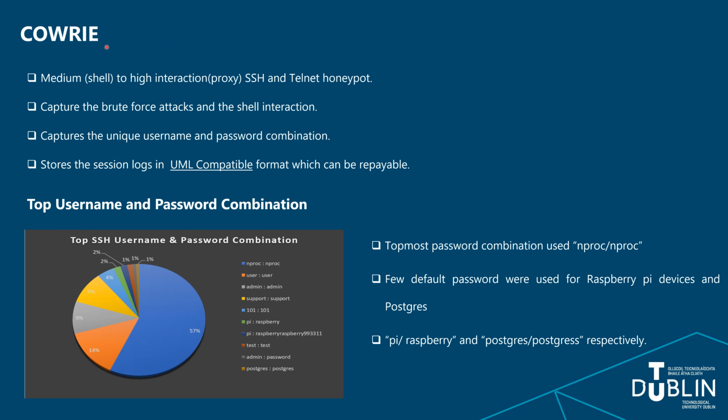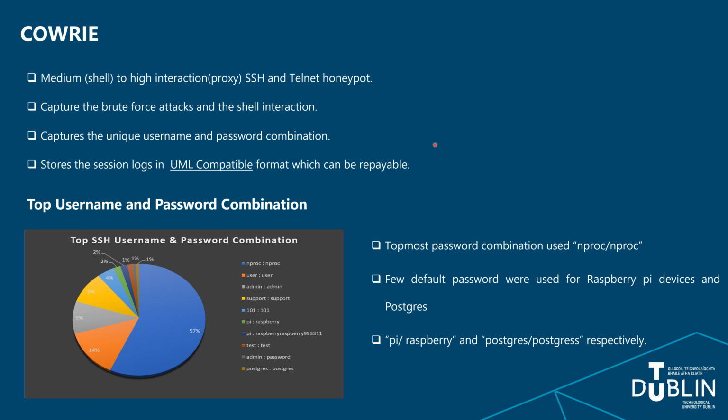So Cowrie is a medium to high interaction SSH and Telnet honeypot, designed mainly to capture brute force attacks and shell interaction. It also captures the unique username and password combinations. And there's a unique feature in Cowrie: it records the session logs in a UML compatible format.